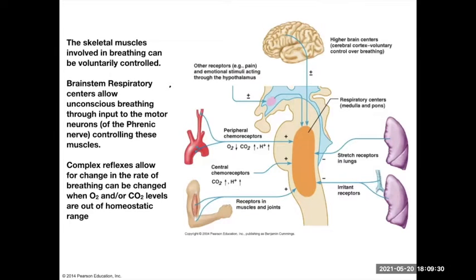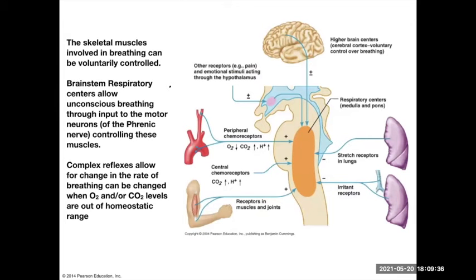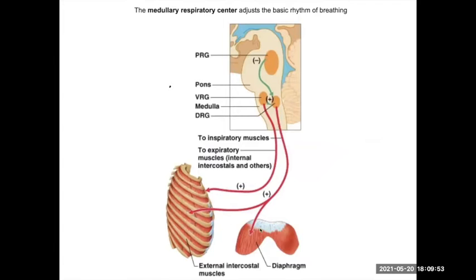And they work through this phrenic nerve, right? Which your cerebrum works through, right? So your cerebrum can control the nuclei for the phrenic nerve, and your medullary ones can control that, right? So you have voluntary and involuntary control over your skeletal muscles controlling your breathing right here.